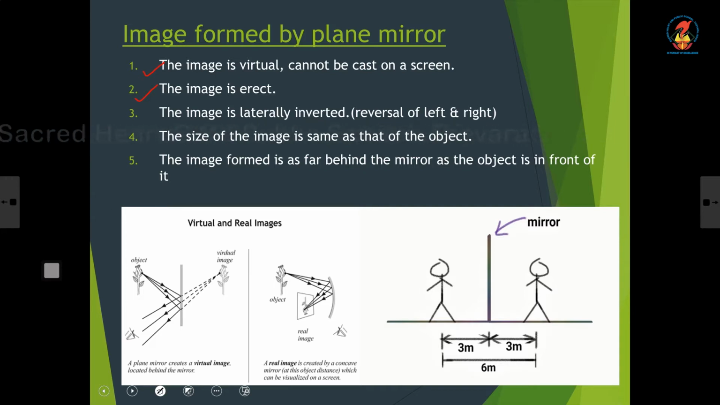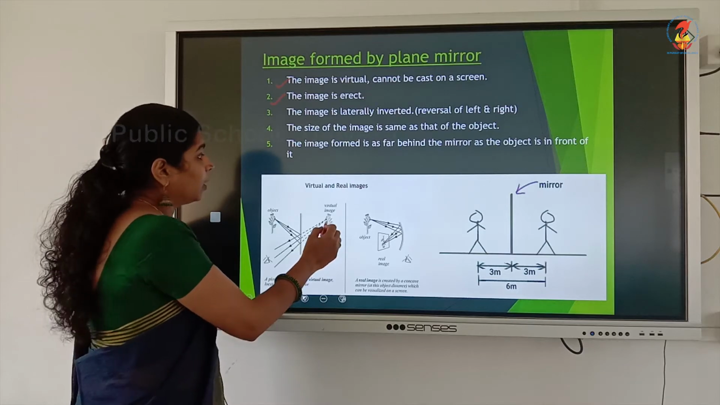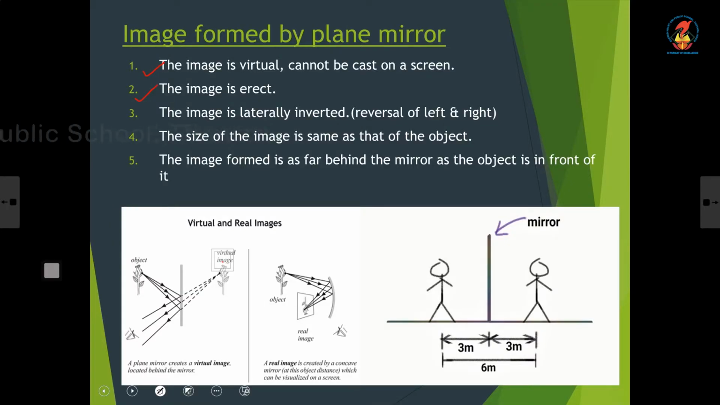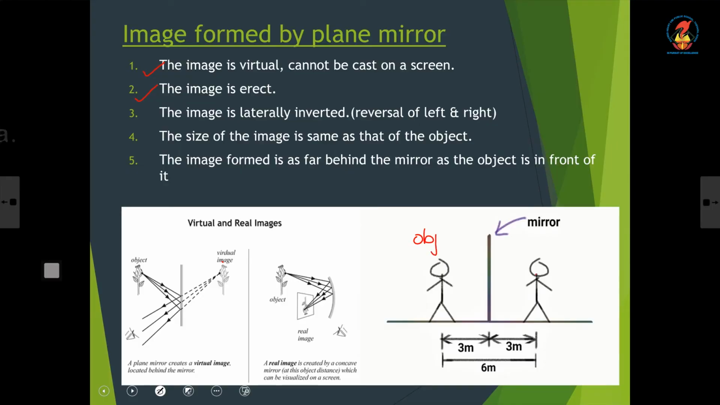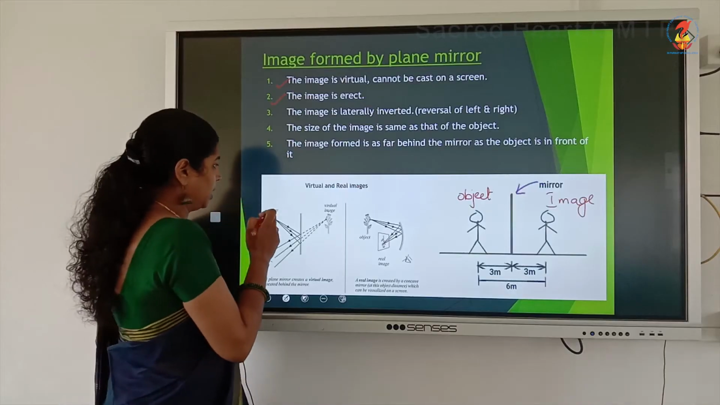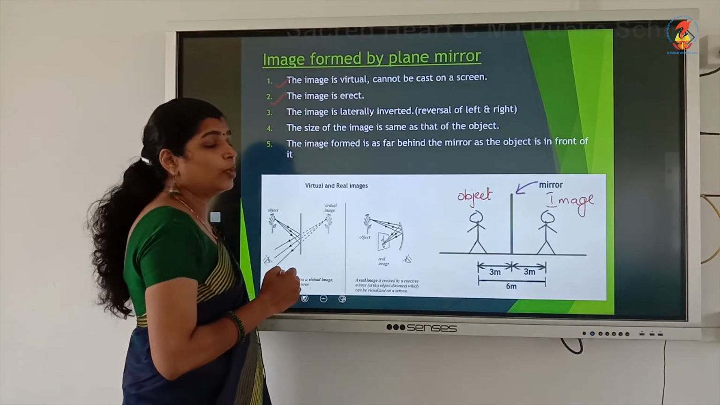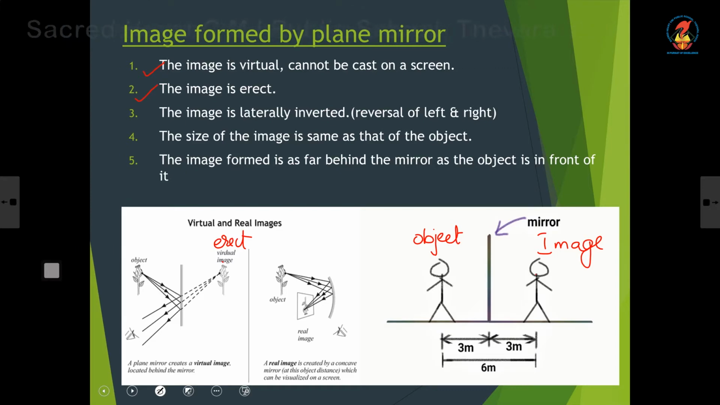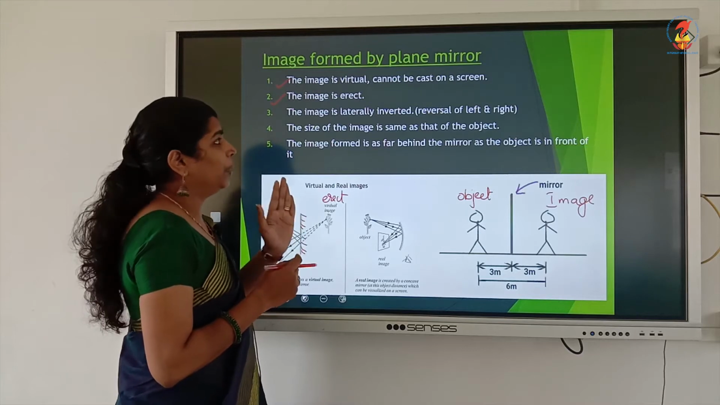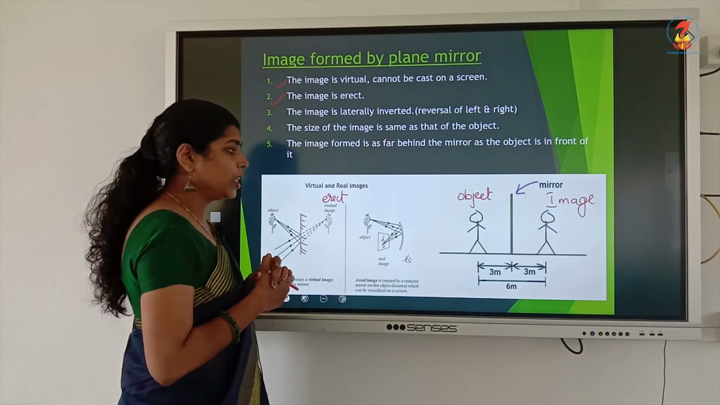Then the image is erect. This one is an erect image. This is the object and this one is the image. So this image is erect. Here you can see this one is the object and this one is a virtual image. The virtual image is an erect one and it is formed behind the mirror. This is the mirror surface. So a virtual image is formed behind the mirror and it is always erect.